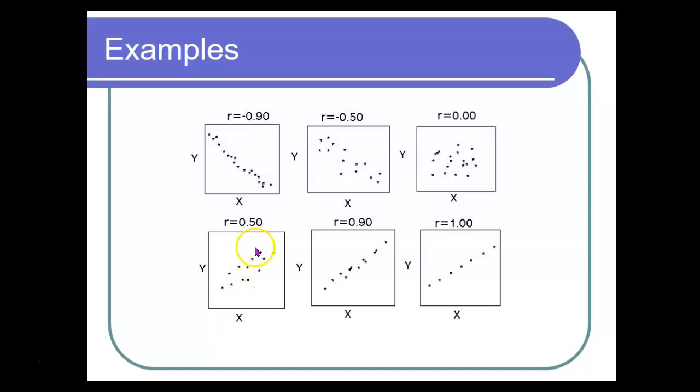Here's what it looks like where R is positive 0.50. Here's one where R is positive 0.90. And here's one where R is 1, which is the biggest it can possibly be. And in that case, the dots do line up exactly in a perfect straight line.